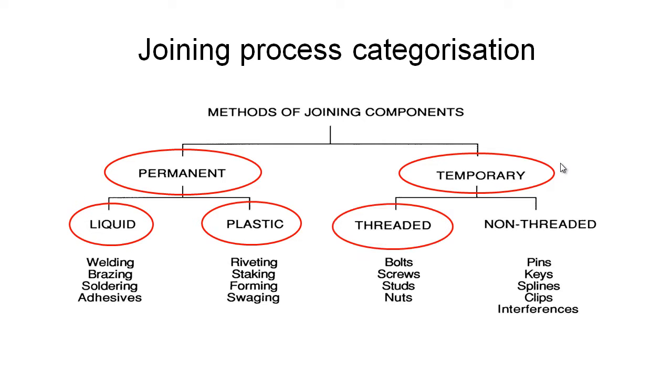If we look over at the temporary side of the tree, we've split them up into threaded and non-threaded fasteners. Under the threaded fasteners, we have common things like bolts and screws and studs and nuts. And then in the non-threaded category, we have options such as pins and keys, splines, clips, and interference fits. This is the way we've chosen to categorize the different methods, and we're going to work through them in this basic order now.